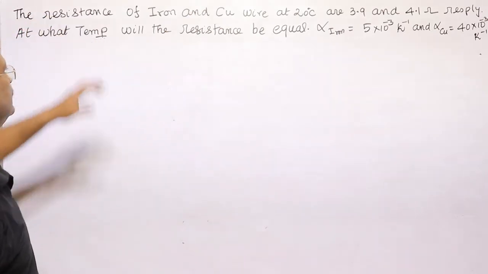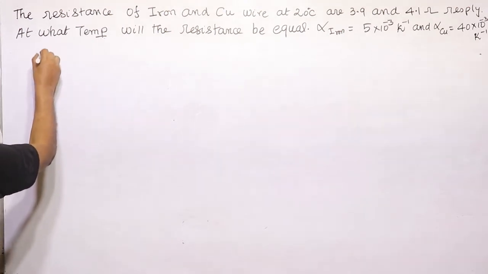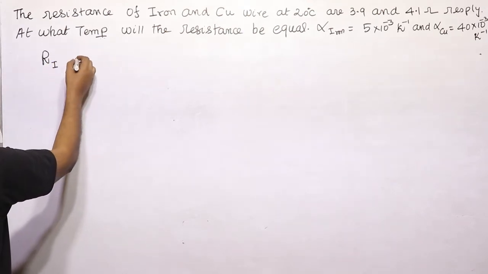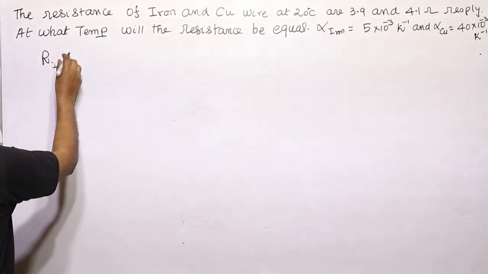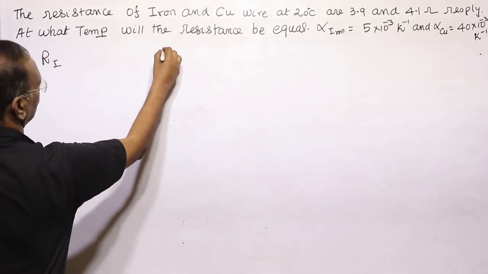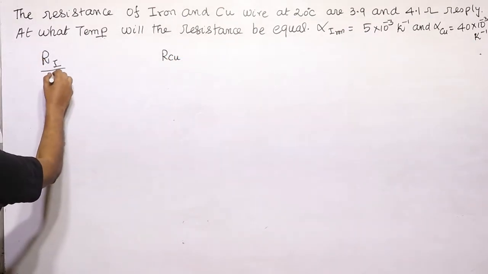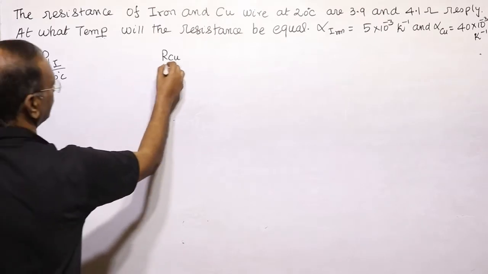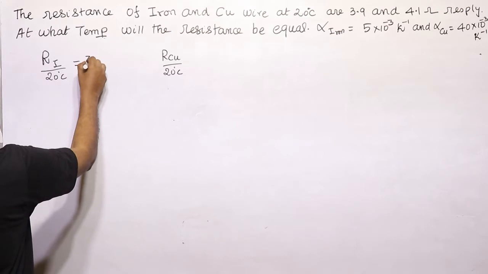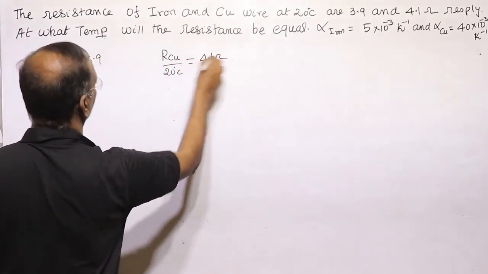In this numerical, the resistance of iron and copper at 20 degree centigrade is 3.9 ohm and 4.1 ohm respectively.